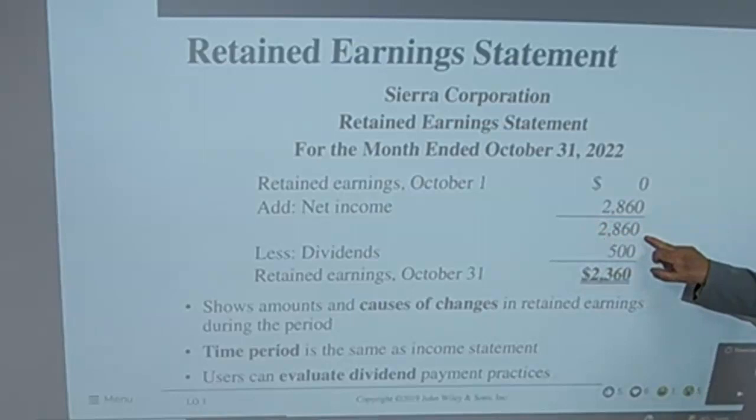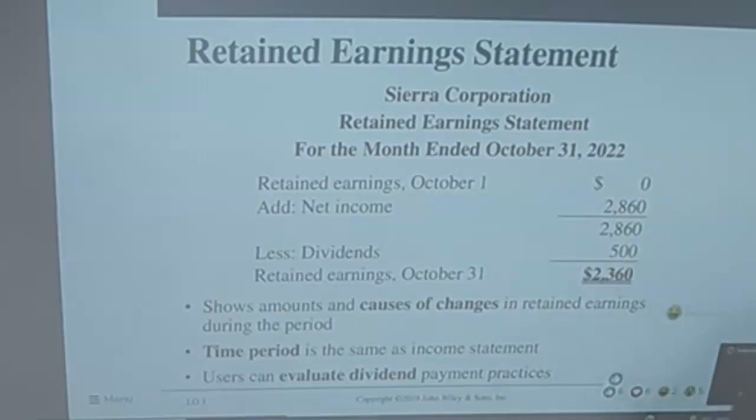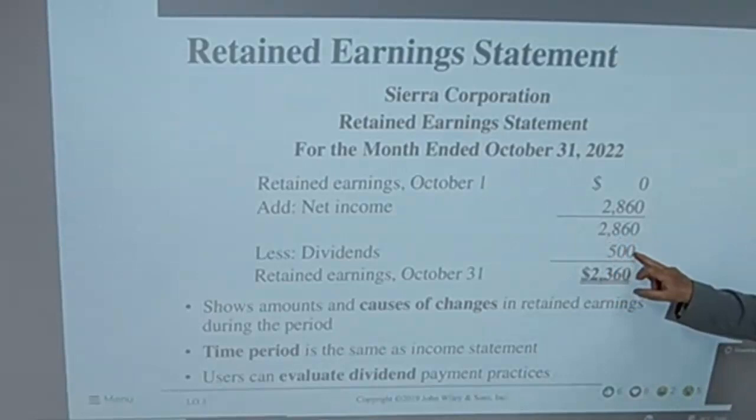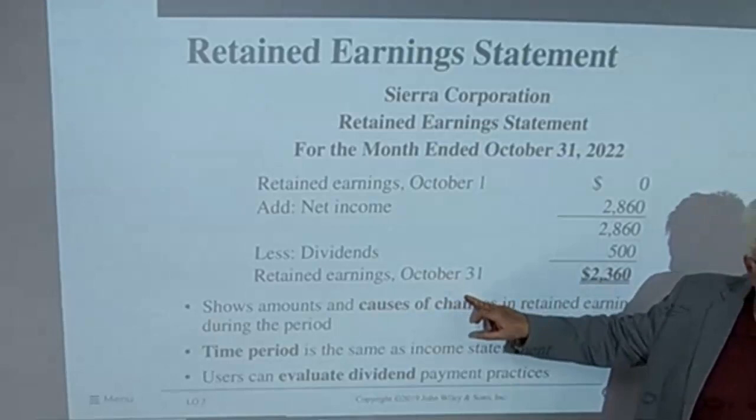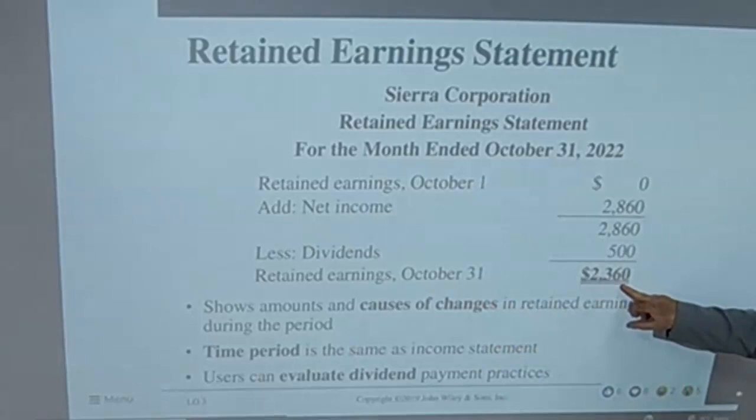Less. Now remember, when I give money back to the shareholders, that's called a dividend. And so I issue dividends to my shareholders. So this company issued dividends to the shareholders. How much? 500. So I'm going to subtract that. I draw a line. This line means subtract. This line means add. I draw a line and I subtract it. And that is the retained earnings, October 31st. Double underline. That's it.